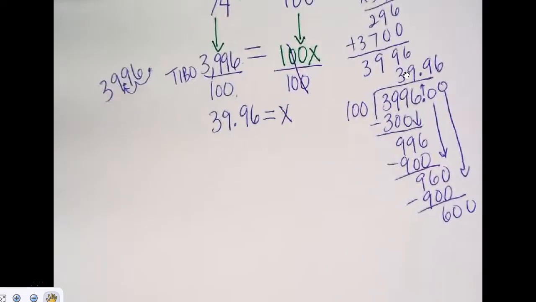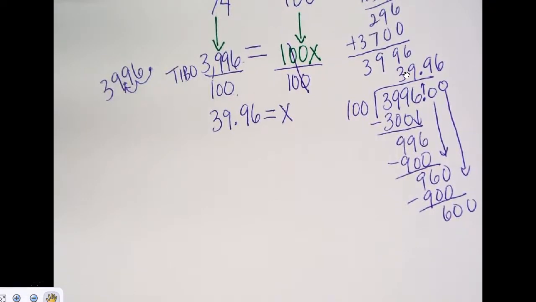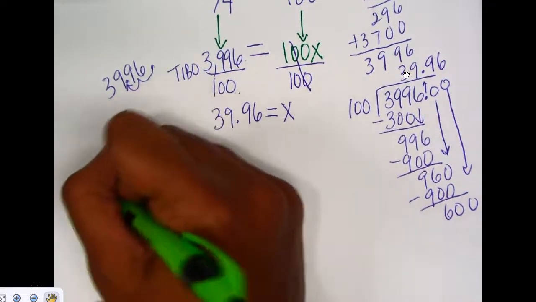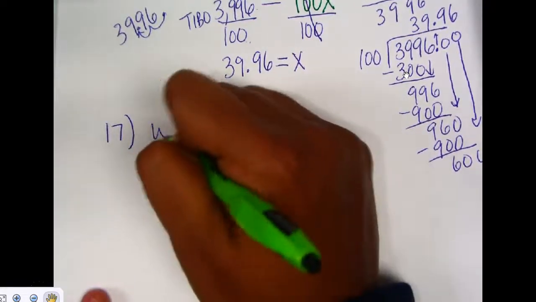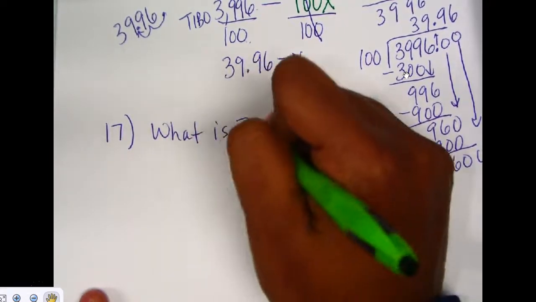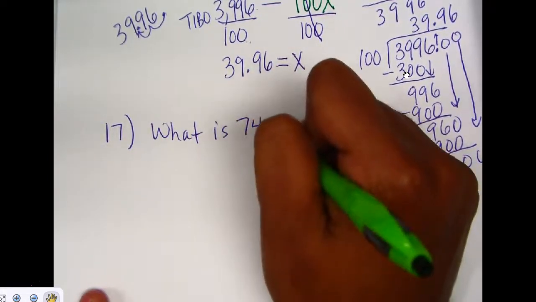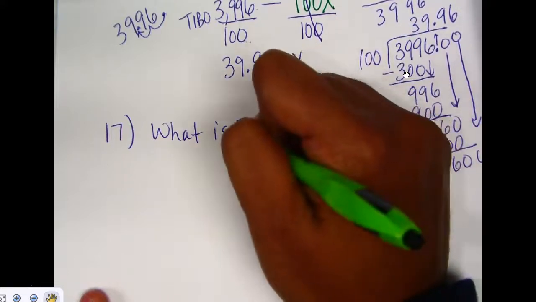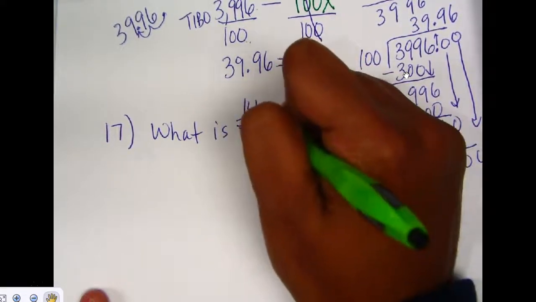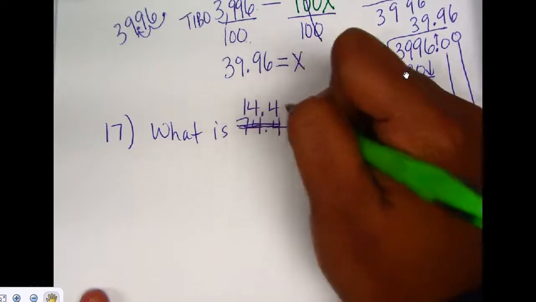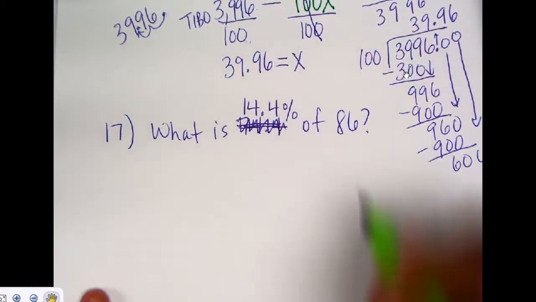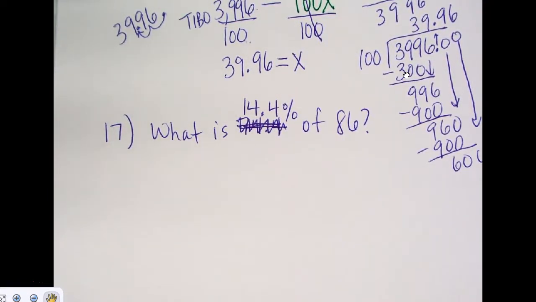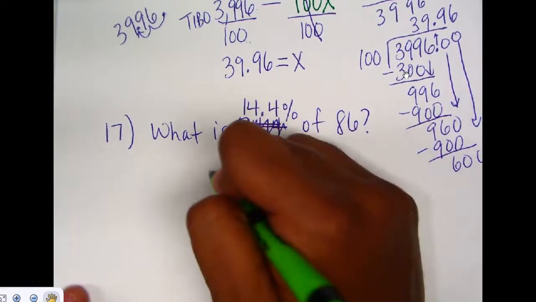All right. So I'm going to do one more of this one. So let's look at 17. It's a little messy. What is, they say, what is 74.4, I believe. Oh my gosh, I messed that up. It's 14. Sorry, guys. 14.4% of 86. Moving pretty quick. Okay, so one more time. What is 14.4% of 86? So we're going to write our formula again.